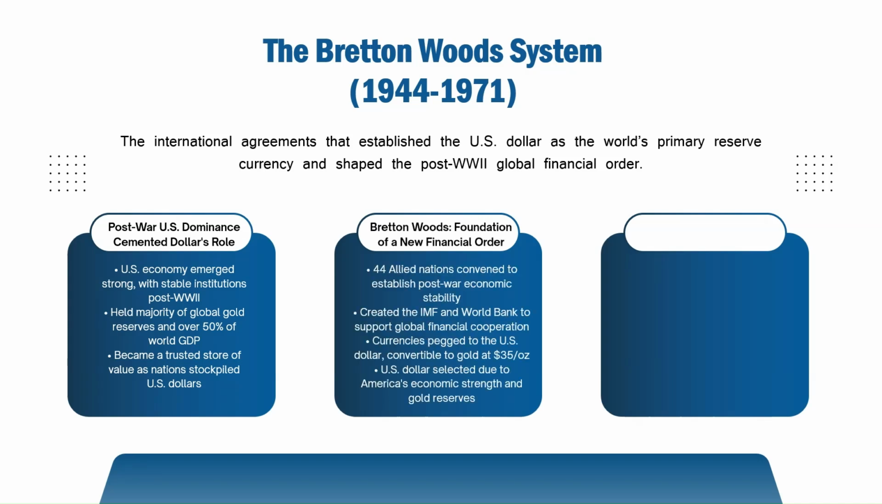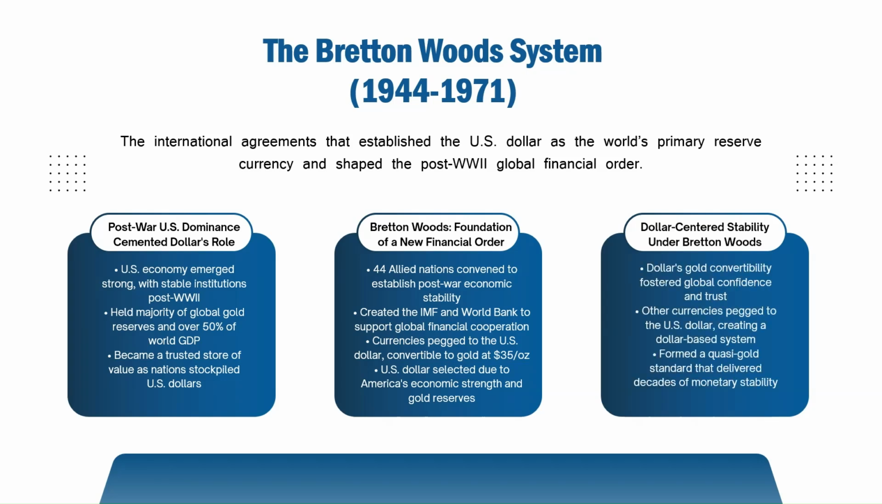Under the system, the US dollar became the anchor of the global economy. Other currencies were pegged to the dollar, and the dollar itself was backed by gold at a fixed rate of $35 an ounce. This arrangement, part gold, part dollar, created a stable foundation for decades of post-war growth and international trade. It marked the beginning of the dollar's reign as the world's reserve currency.